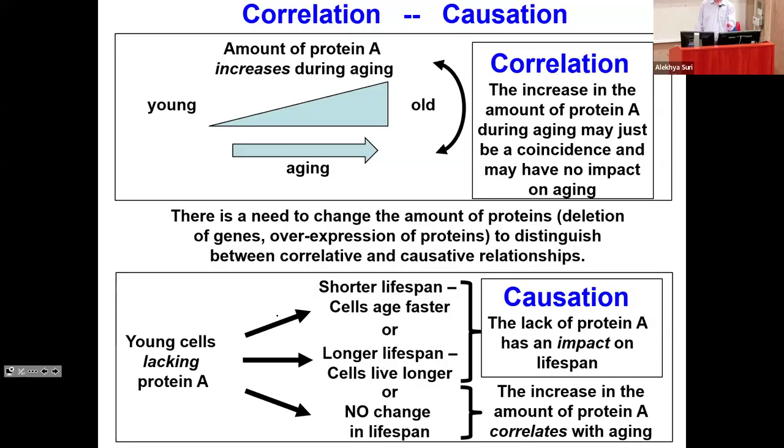So cells or organisms will have a shorter lifespan or, for example, a longer lifespan. This means that the absence of this protein has a causative effect on the lifespan. If you don't see any change in lifespan, it's most likely just a correlation. So this is one of the reasons why we want to create knockout cells or organisms.